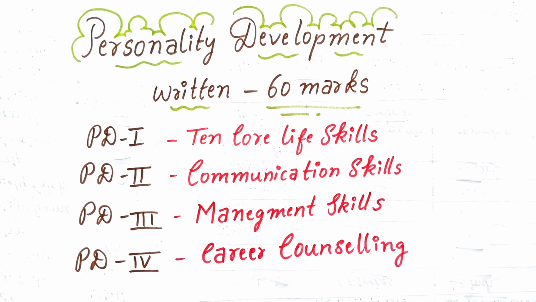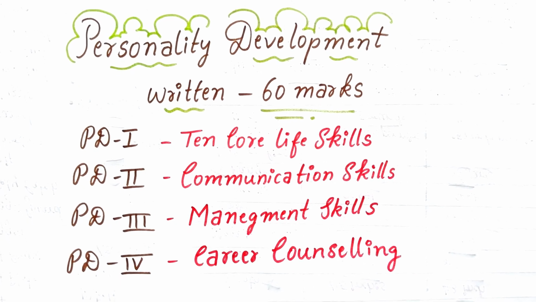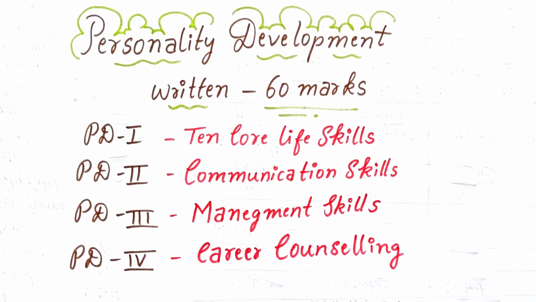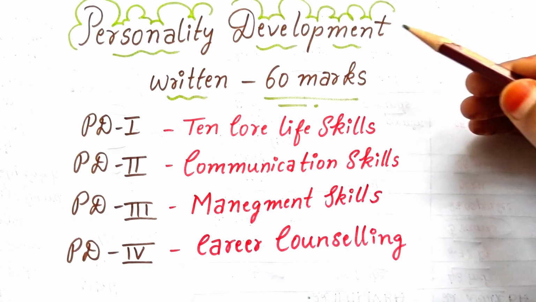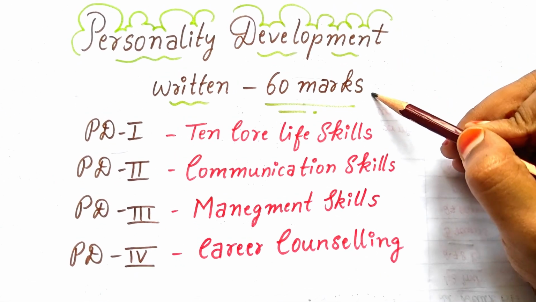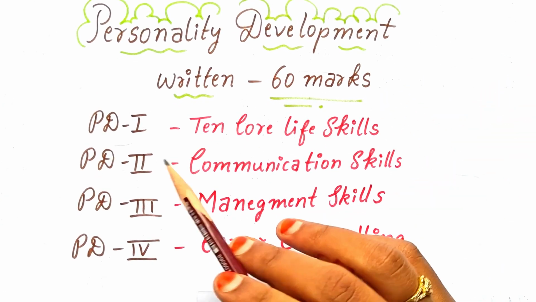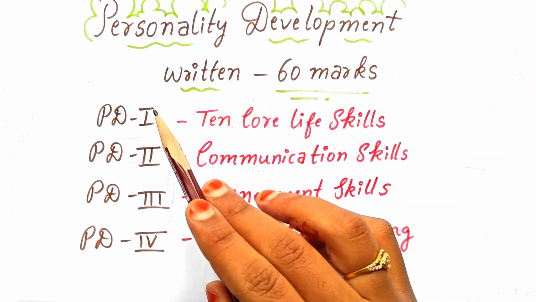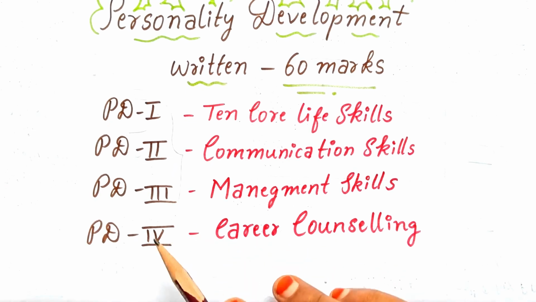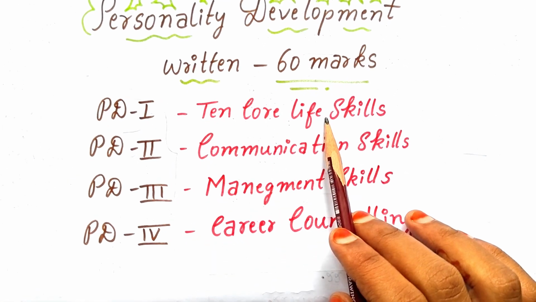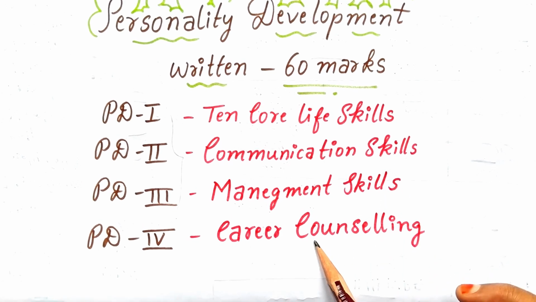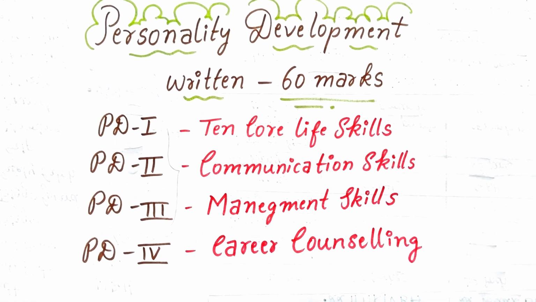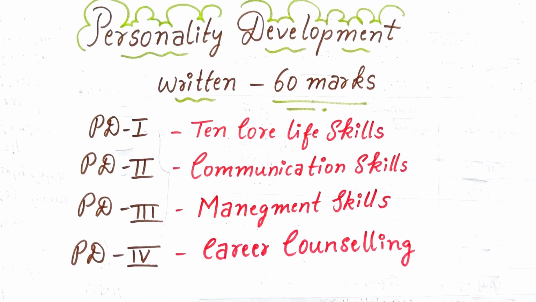Now we enter the subtopic of Paper 3, Miscellaneous, a very important and vast topic, which carries the highest marks in the written examination: Personality Development, which consists of 60 marks in the written. It is divided into 4 sections, Personality Development 1, 2, 3, 4. One consists of 10 core life skills, 2 communication skills, 3 management skills, and 4 is career counseling. We'll discuss in detail in 2 parts.